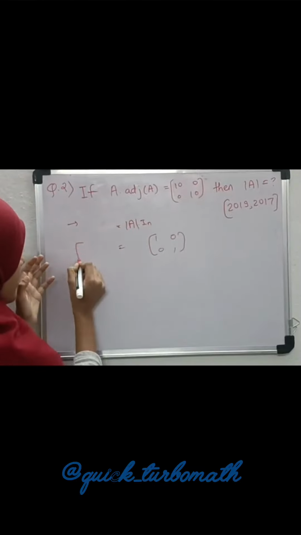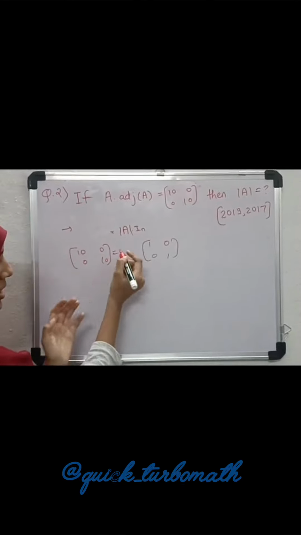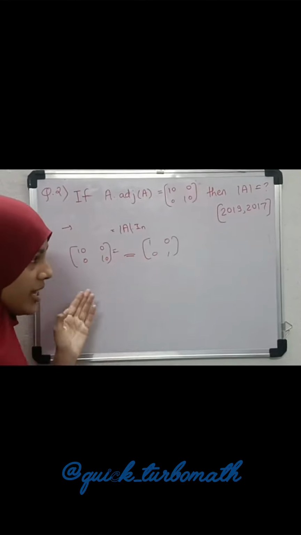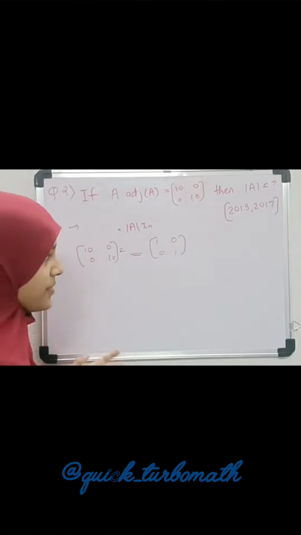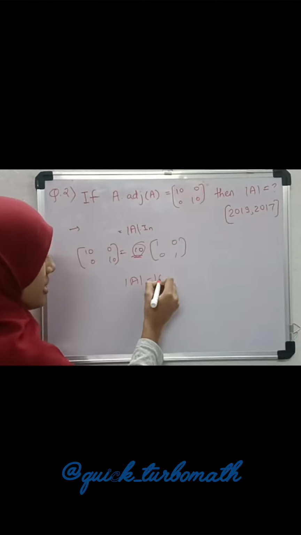So simply we are comparing. So what will be the value of determinant of A? That will satisfy this. This will be nothing but 10. So the value of determinant of A is nothing but 10.